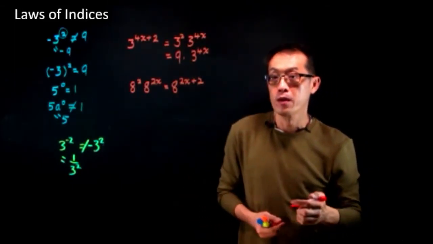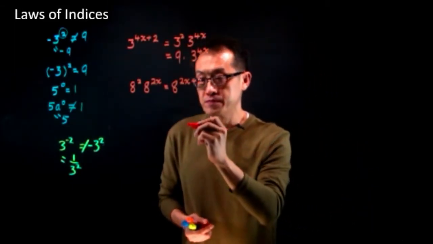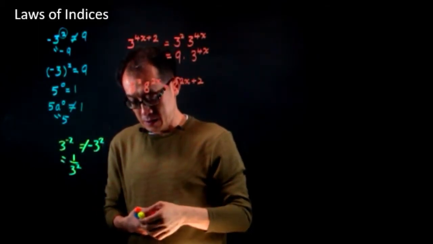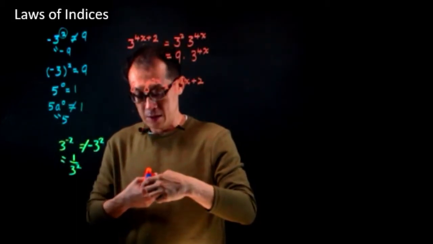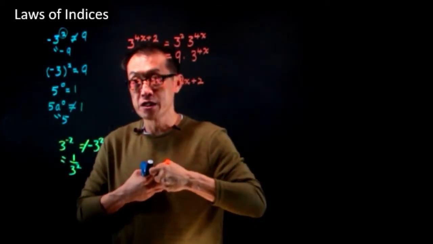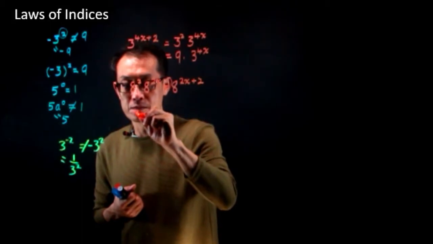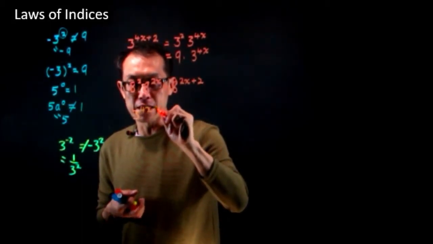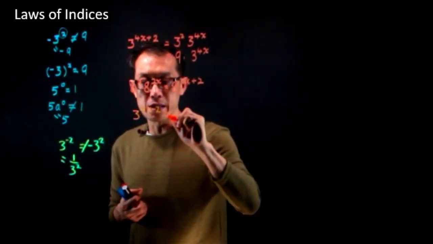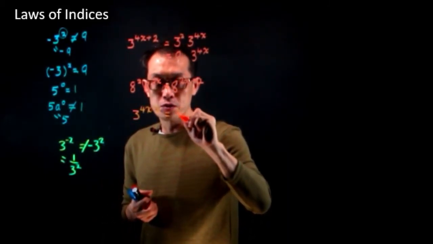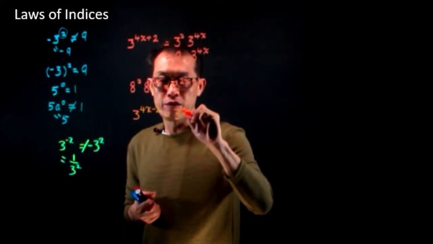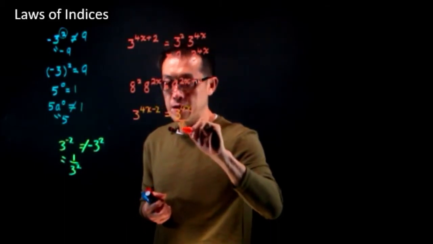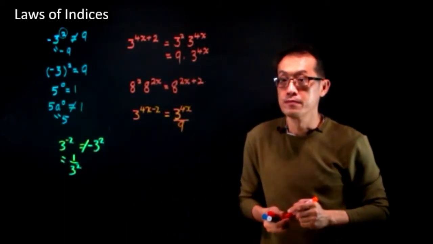Okay. Now likewise, maybe I use a different color. Maybe orange. 3 to the power of 4x minus 2. This will be equals to 3 to the power of 4x over 9. Okay.